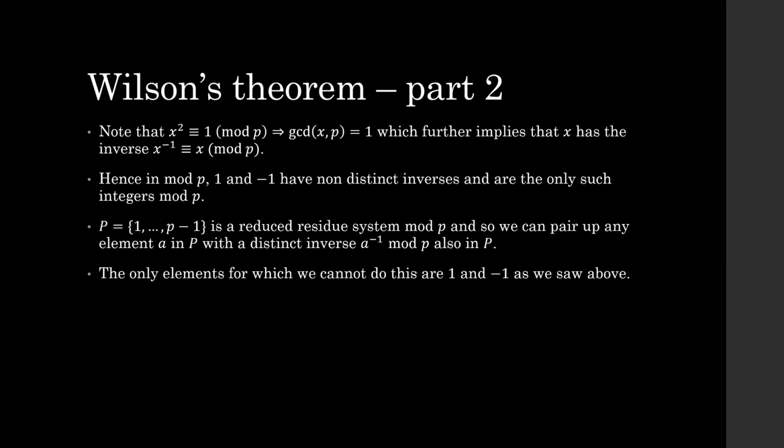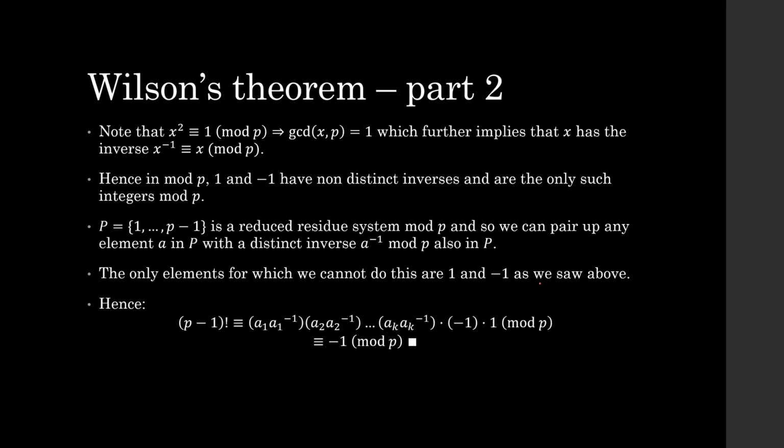And once again, the only ones we cannot do this for are 1 and minus 1, and so in this case it's going to be p minus 1. And so hence, p minus 1 factorial is just the product of all these elements, which are in the reduced residue system. But I can rearrange them to note that if I take a1, and say a1 is 2, for example, then I have some distinct inverse, which is going to be a1 to the minus 1. And I can do the same for the next one, a2, and the same for a3, and all the way up to ak, where k is just going to be p minus 1 over 2.